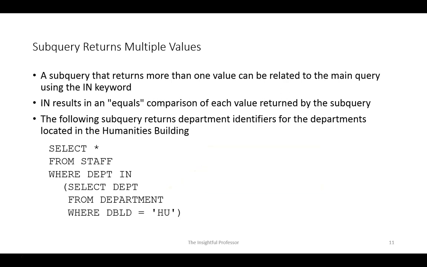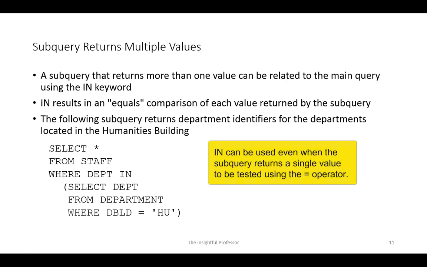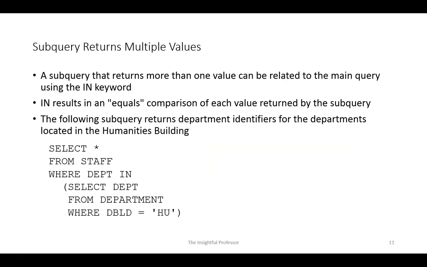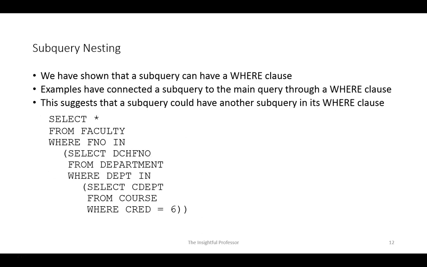The main query will then receive a set of values, iterating through this list of values, doing an equality test one by one. Note that in can be used even when only one value is returned by the subquery and an equality test is desired. So if you're unsure about the number of values returned by the subquery and you want to test for equality, feel free to use in to test for a match.